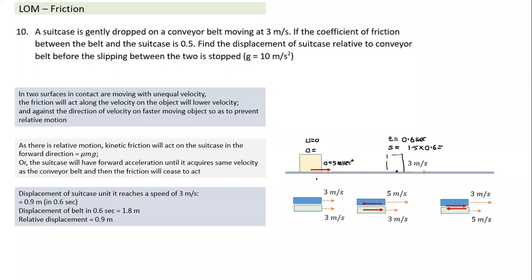How much distance has the belt traveled in the same duration? Belt has traveled 0.6 into 3, 1.8 meter. The relative displacement is 0.9. Okay.